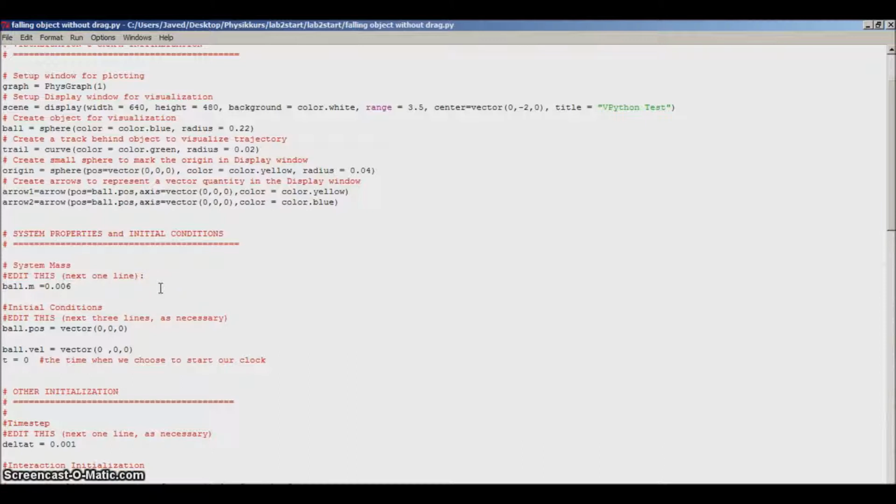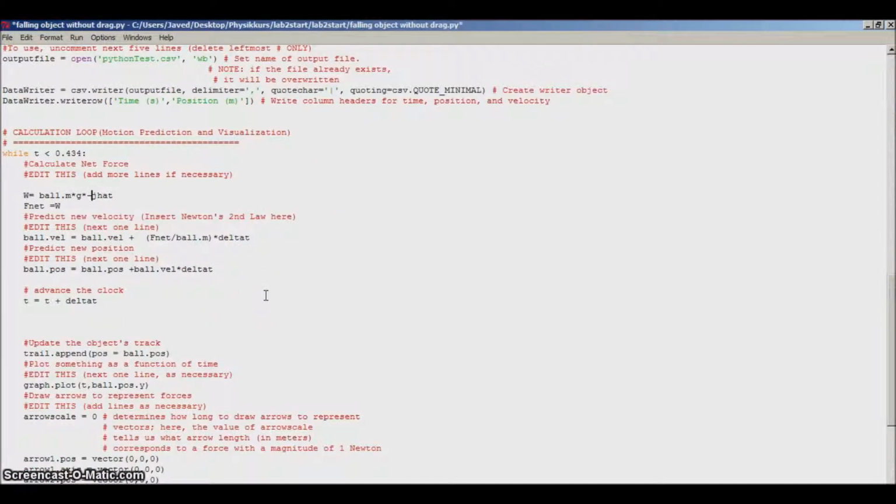For the first computer model, which simulates the motion of the object without drag, I set the mass of the object to 6 grams and the initial velocity to 0, because it is dropped from rest. I also set the initial position to 0, because the origin of the coordinate system is in the center of the capsule.